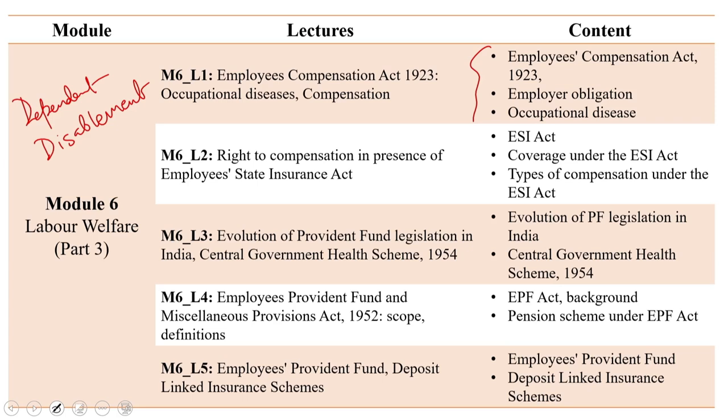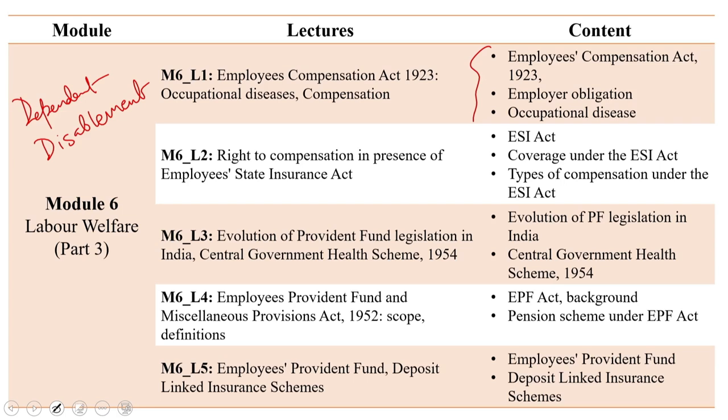As per the Employees Compensation Act, a dependent refers to a specific family member like a spouse, children or parents who are entitled to receive compensation if the employee dies from a work-related accident. And disablement, ladies and gentlemen, as per the Act, is defined as a complete or partial loss of an employee's capacity to work. The severity of this impairment determines the amount of compensation awarded.